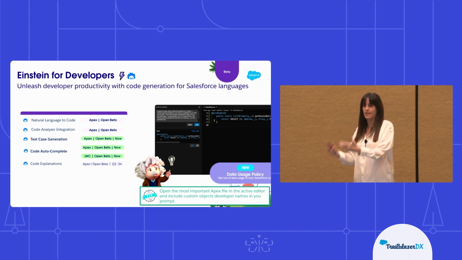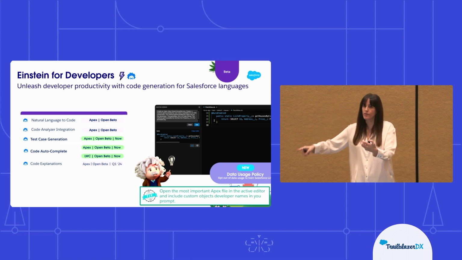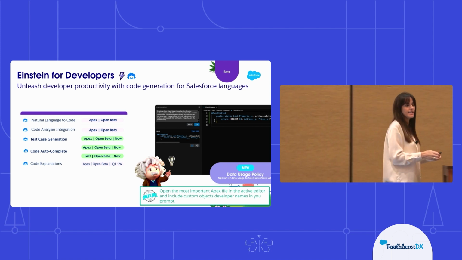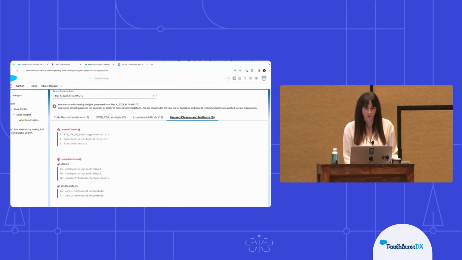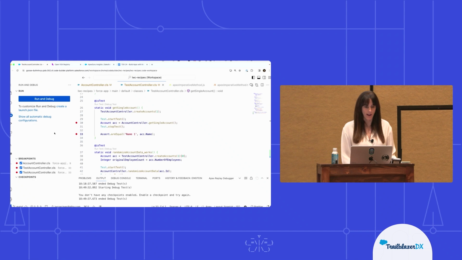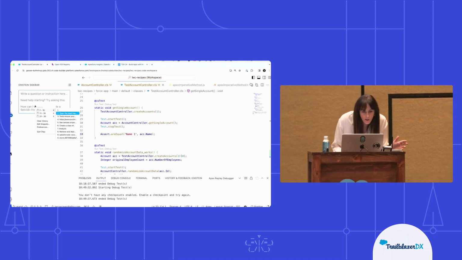If you are going to ask Einstein to generate code for something that you already have code for in a file, make sure to open that file when you execute the prompt, because that is the way in which we can pass the context. So let me show you how Einstein for Developers works. So here, if you want to use the generic functionality, you can open the Einstein sidebar and you can paste here a question.